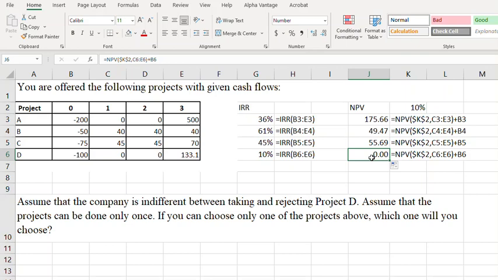So if we could take on one and one only project, and we have $200, we would invest in project A. Why? Because that gives us the highest NPV of 175.66, assuming that's our cost of capital, which is what we're assuming since this information tells us we're indifferent between taking and rejecting project D, since it has a 0 NPV.